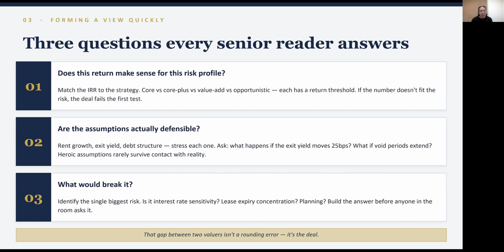And then what would break it, right? So then identify the single biggest risk: interest rate sensitivity. So when is interest rate sensitivity a big risk? Well, if you're on a floating rate, 90% leverage, even, you might get a whole loan for 90%.